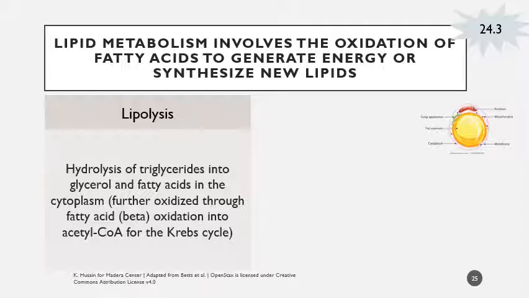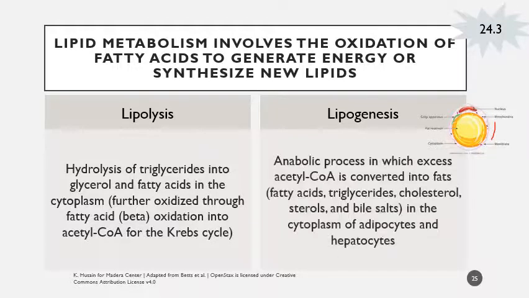Conversely, when you're taking these small pieces and packaging them together for storage, that's lipogenesis. Remember, lipo is fat, genesis is creation, so this is storing things as fat. We have our fat reservoir over here, you can see. We have adipocytes, those storage cells. This is an anabolic process. It's building something bigger. Excess acetyl-CoA is converted into fats, so things like fatty acids, triglycerides, cholesterol, sterols, and bile salts. Here again, we're tying together all these unique fats.